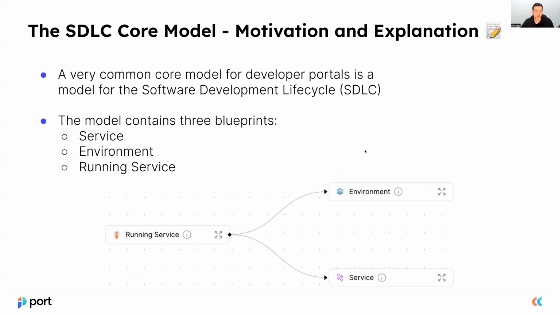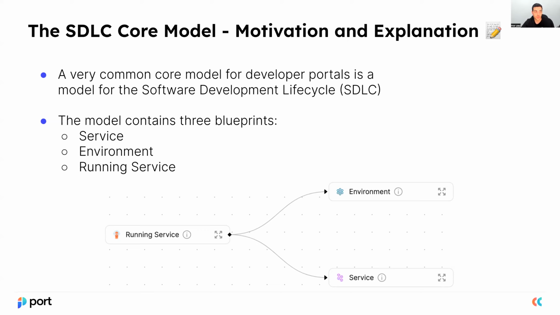So what we're going to talk about is what we call the SDLC core model. And we're going to explain a bit why we think that is a good starting point and a good core model to start with. So the SDLC core model is a model for the software development lifecycle. And it is very often the most basic starting point for clients and organizations and developers, because we oftentimes see that companies have a variety of microservices. They have a variety of environments. They're deployed in multiple cloud regions and so on.